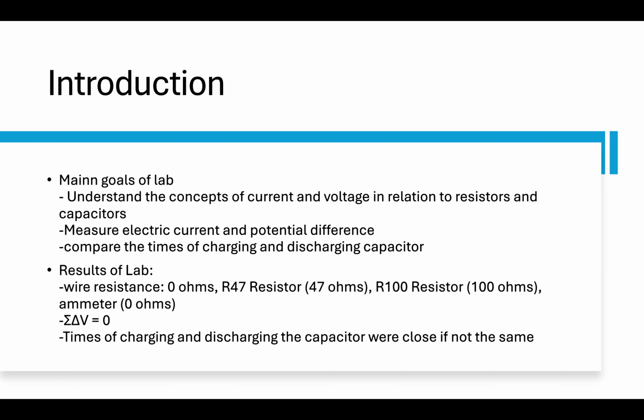So some of our results that we got: all of the resistors that we used were how they should be, 47 ohms and 100 ohms. And we found that the sum of our potential differences is 0. And the times of charging and discharging the capacitor were pretty close, if not the same.